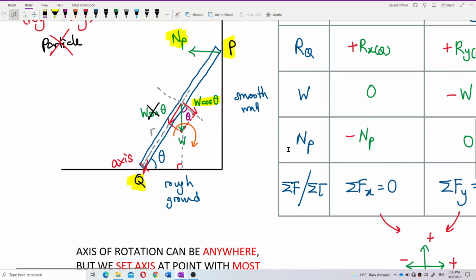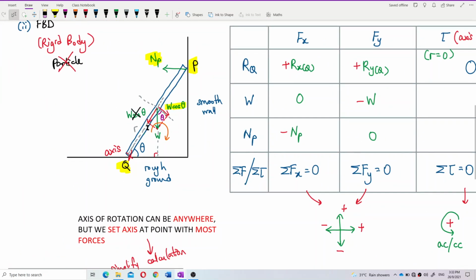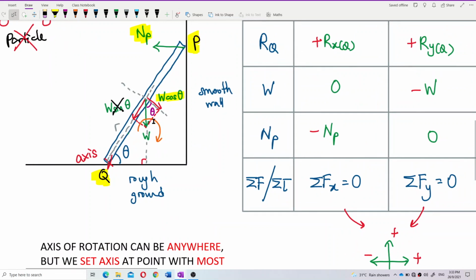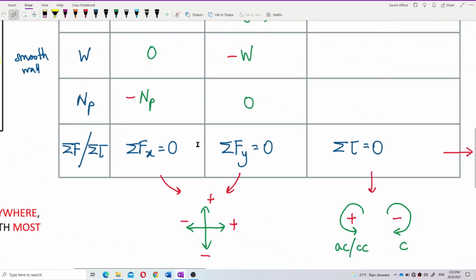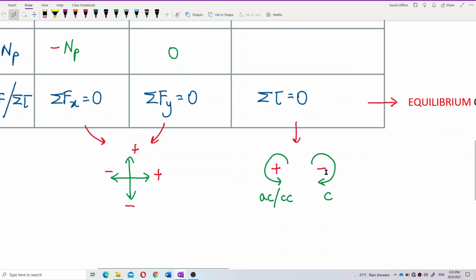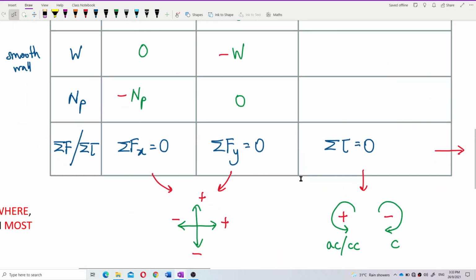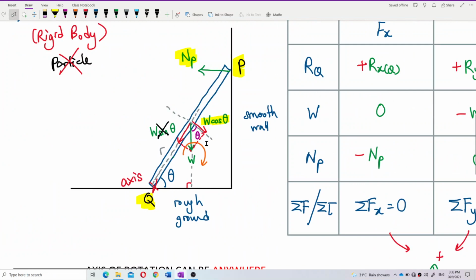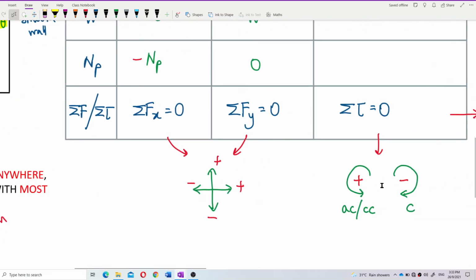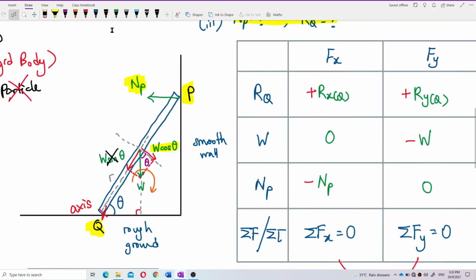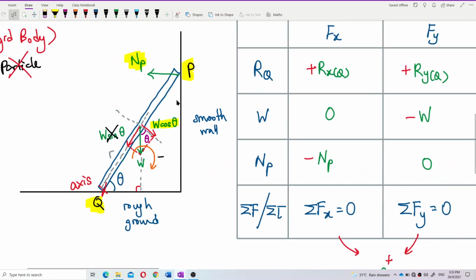Back to the sign: is clockwise a positive or negative sign? Look at this one. Clockwise is a negative sign. Anti-clockwise, or counterclockwise, is a positive sign. So this is a negative torque, because it is clockwise.